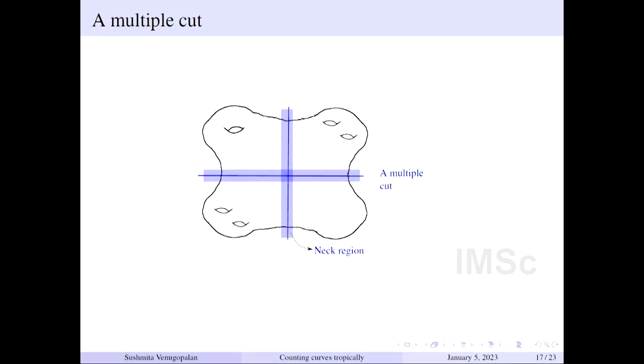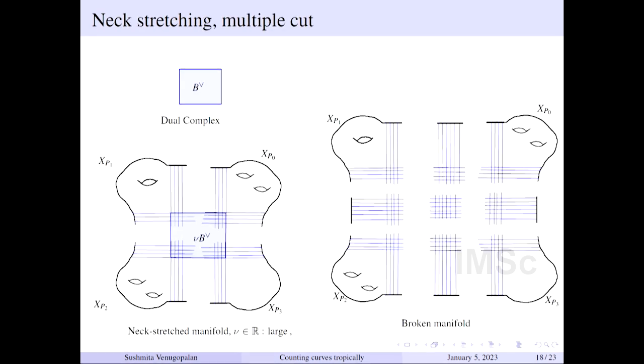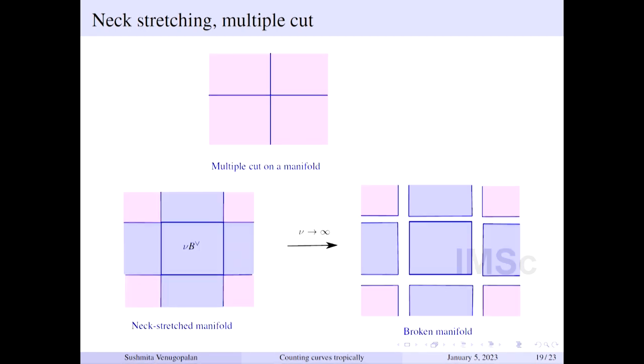And so we proceed in a similar way. If there is a cut, the region surrounding it is the neck region, and you stretch it to produce many pieces. The neck pieces are of various different forms. Those 4 corner pieces are obtained from the cut, and the ones with the blue stripes are various kinds of neck pieces. And that's the broken manifold. This is a more abstract picture of it: the top one is a multiple cut. You stretch the neck, and you get a broken manifold, where the blue ones are the neck pieces.